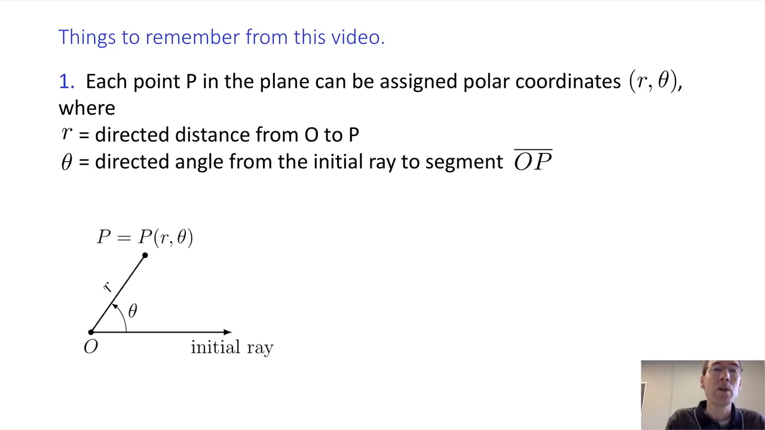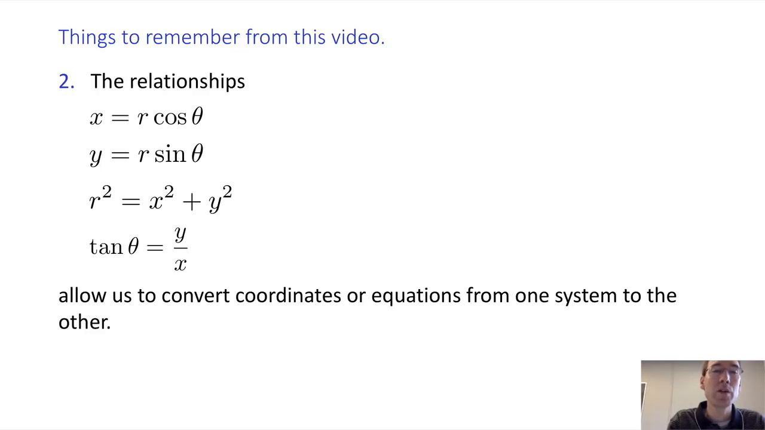So summarizing, what are the things to take from this video? Well, each point P in the plane can be assigned polar coordinates (r, theta), where r is the directed distance from the origin to P, and theta is the directed angle from the initial ray to the segment OP. The relationships x equals r cosine theta, y equals r sine theta, r squared equals x squared plus y squared, and tangent theta equals y over x allow us to convert coordinates or equations from one system to the other.